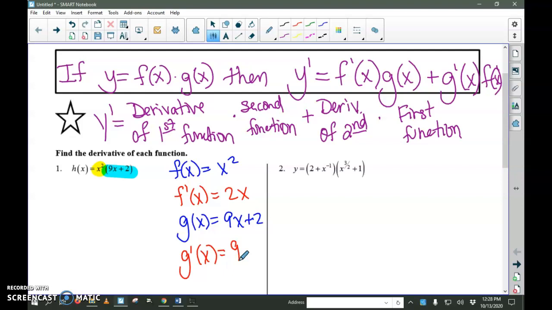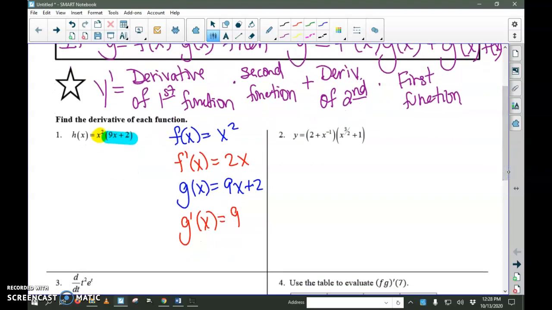Okay? I'm going to put these things together to apply my product rule. So if I'm looking at the derivative of h, I'm going to say that h prime is equal to, okay, the derivative of the first function, so the derivative of x squared, which was 2x, times my second function. I'm just going to rewrite that second function, that g function, plus, I apologize, I'm out of space. I'm going to write my plus below. The derivative of the second function, so the derivative of 9x plus 2, we said was 9 times a rewrite of my first function, which is x squared.